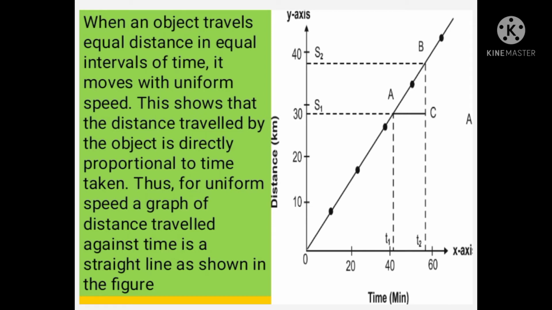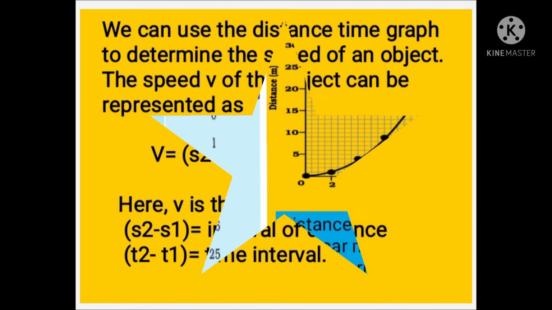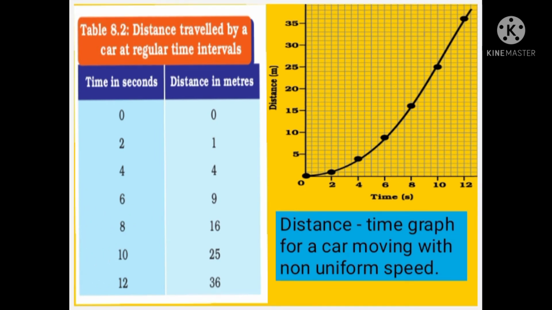We can see from the graph that as the object moves from point A to B, it covers a distance S2 minus S1 in time T2 minus T1. The speed v of the object therefore can be represented as v equal to (S2 minus S1) by (T2 minus T1). Students, observe this table.